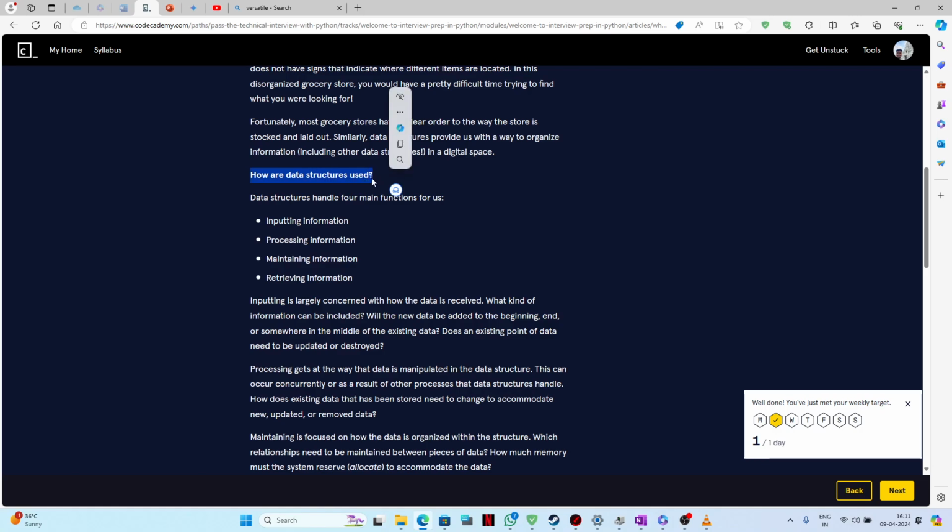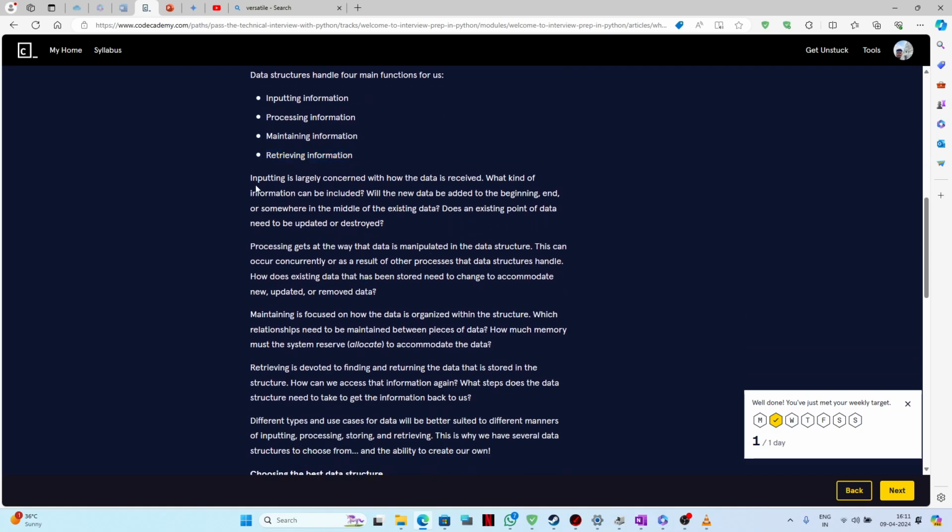How are data structures used? How and where are we using data structures? Data structures handle four main functions for us: inputting information, processing information, maintaining information, and retrieving information. Inputting is largely concerned with how data is received. What kind of information can be included? Will the new data be added to the beginning, end, or somewhere in the middle of the existing data? Or does an existing point of data need to be updated or destroyed?